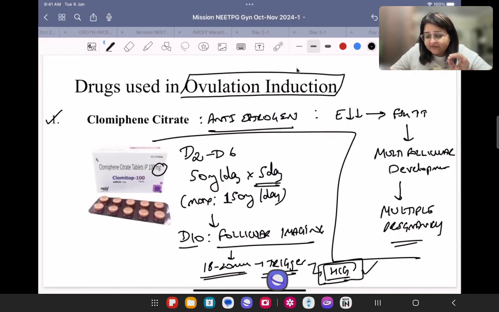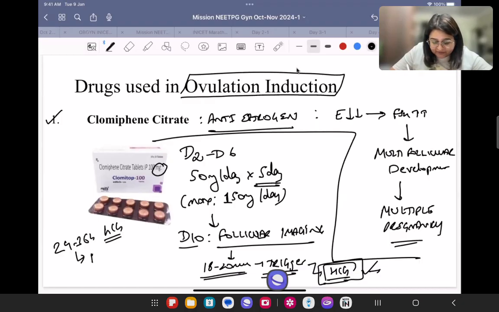So HCG is given. What does HCG do? It causes the final maturation of the follicle and the oocyte, and it induces ovulation. So it causes rupture of the follicle. So 24 to 36 hours after giving HCG, what will happen? Ovulation will happen.